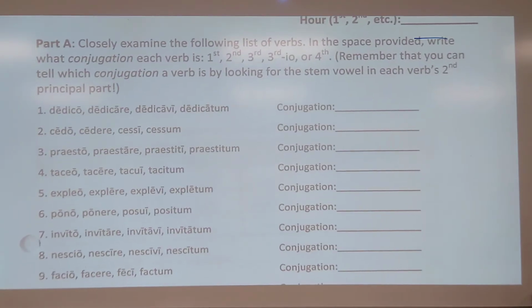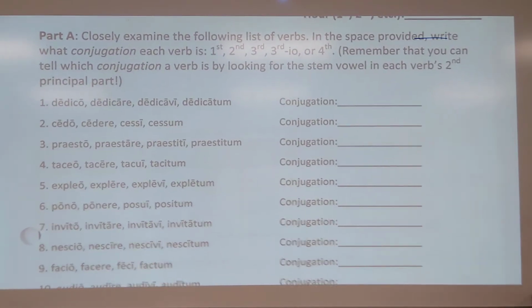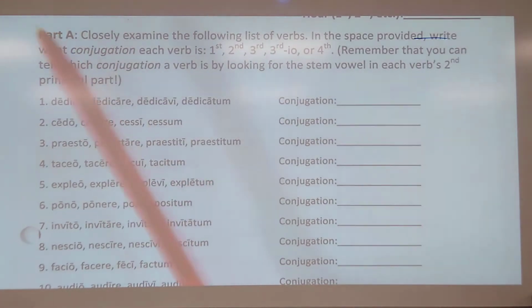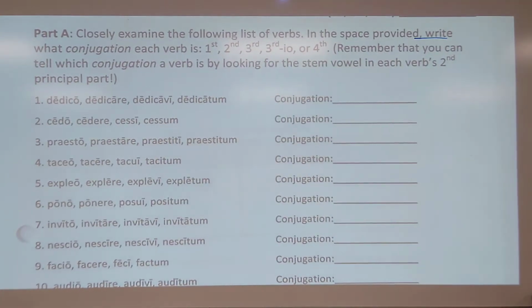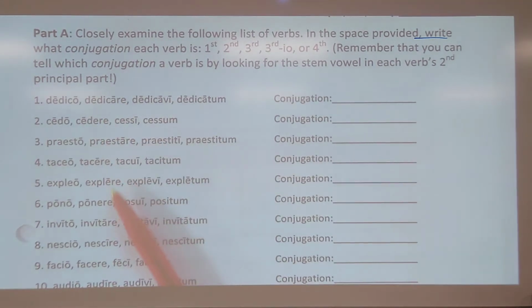But today's part 2. This is pretty similar. So it's in two parts. In part A, we're doing our old friend here, identifying what conjugation a verb is just by looking at it. This is basically an exercise that you've been doing since 1L on some level, but it was never super important until now. It's really, really important now that we're doing the subjunctive that you can tell what conjugation a verb is just by looking at it.